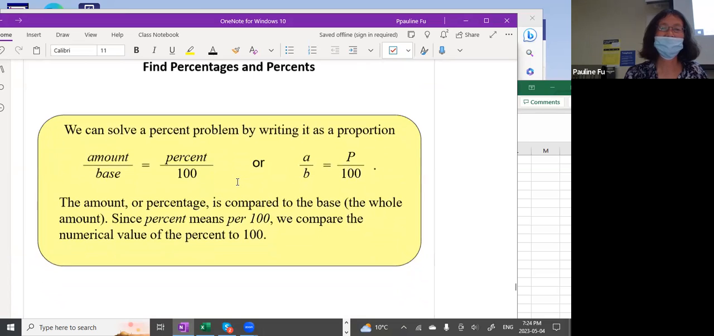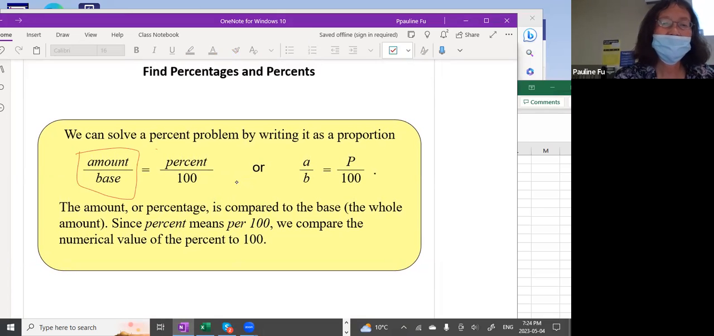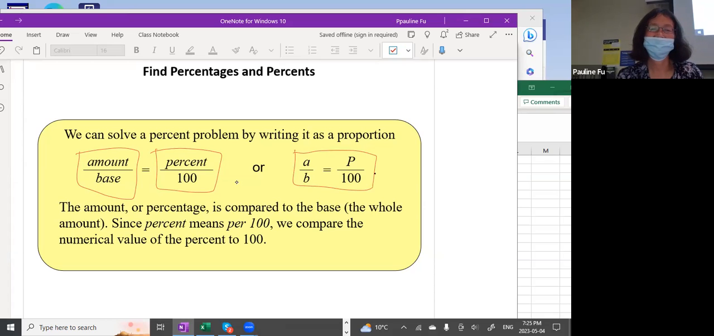So, finding percentages and the percent. This is about percentage questions. Usually we use amount over base equal to percent over 100, or A over B equal to P over 100. This amount is also called the percentage, compared with the base. So what does this percent mean? It means per 100. This is just the concept, okay?